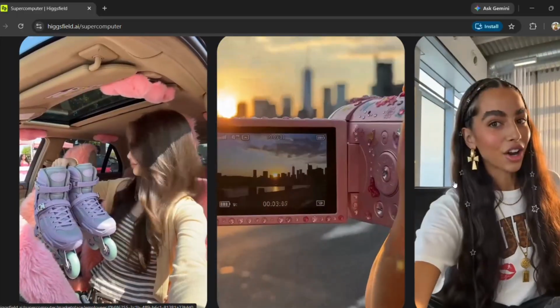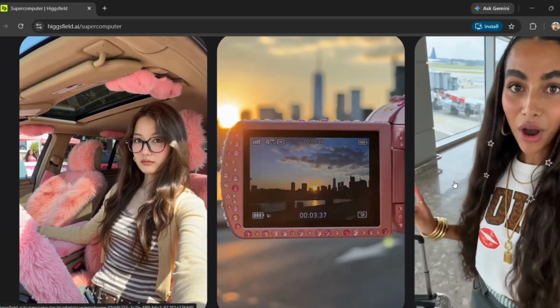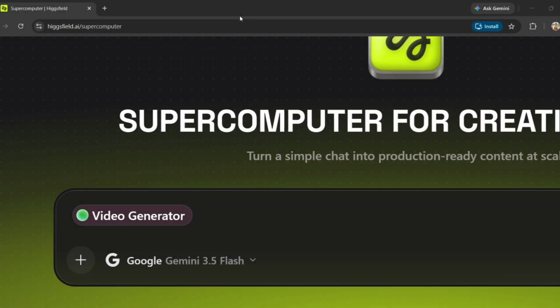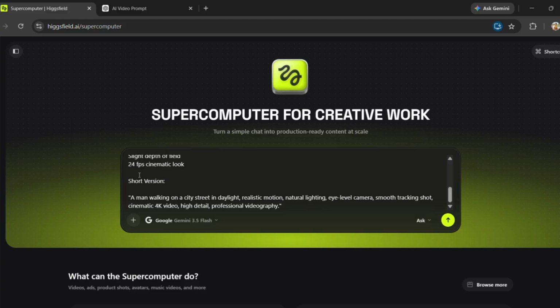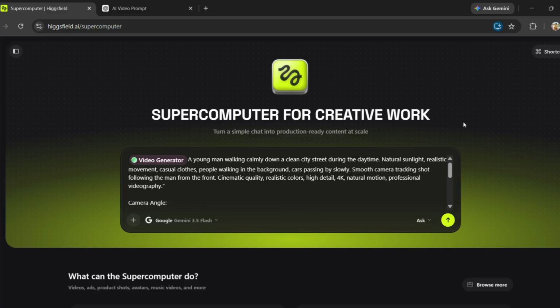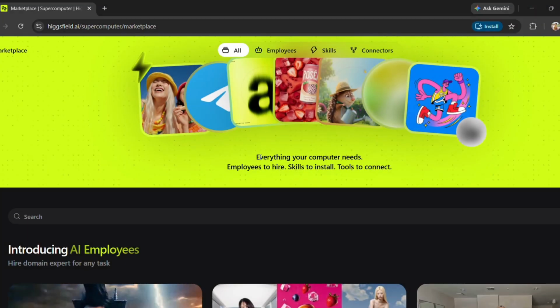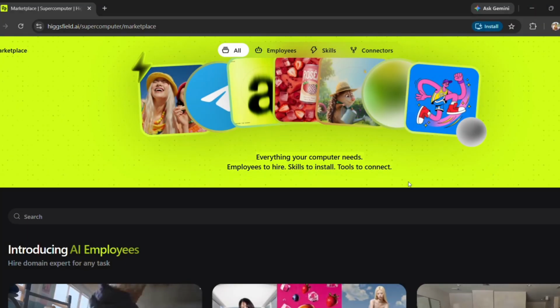The first thing I did was exactly what most people do. I typed a simple prompt. The result was okay. Not amazing, not terrible, just okay. And honestly, if I had stopped there, I probably would have forgotten about the tool the next day.